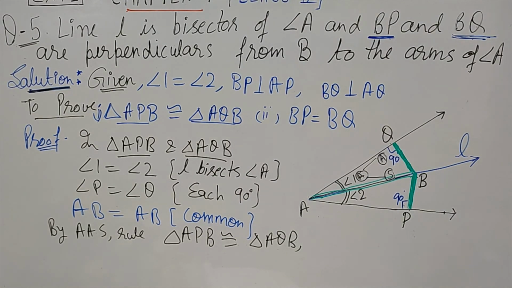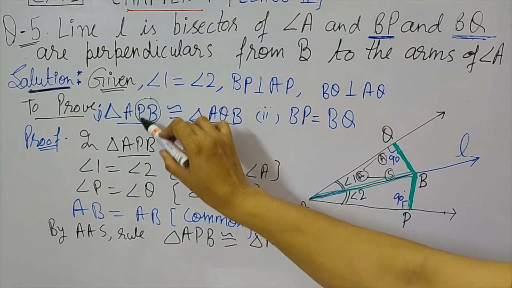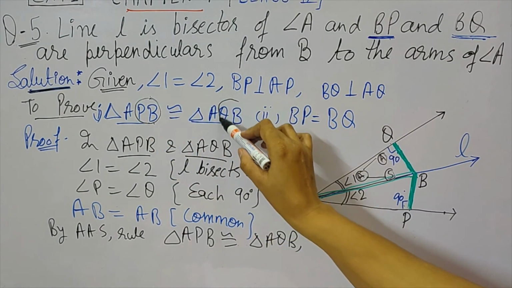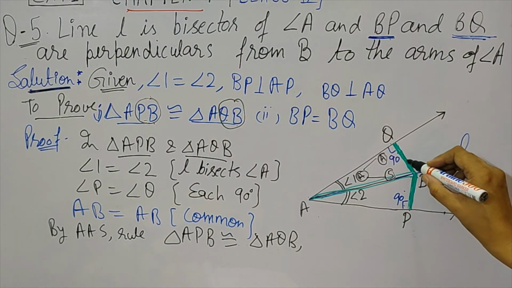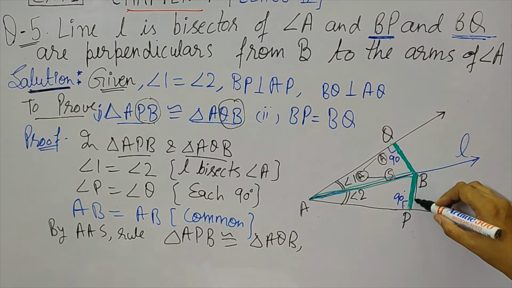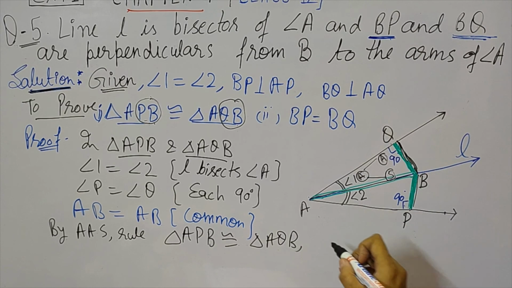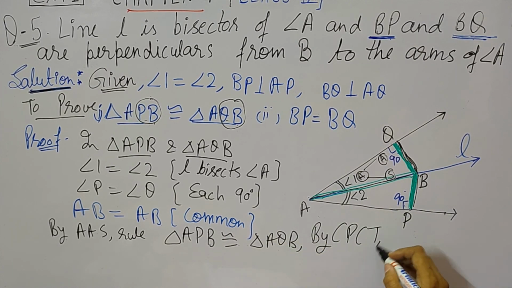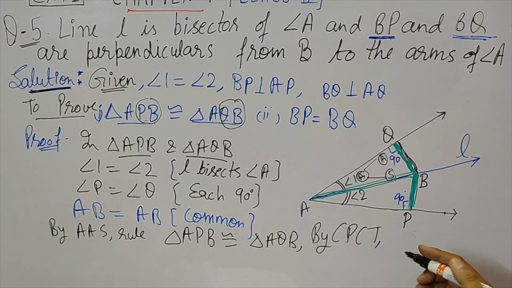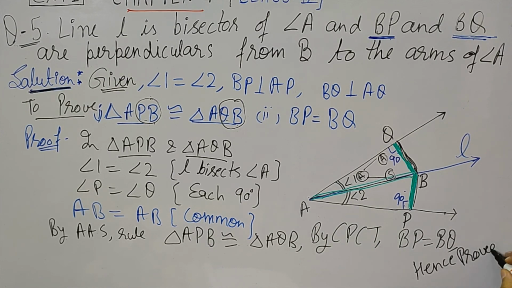Okay, and now you can observe from the naming also that this BP, last two alphabets, and this QB, last two alphabets, BP is corresponding to QB. From this diagram also you can see BP is corresponding to BQ. So these are corresponding parts. So after proving them congruent, you can use CPCT, that is corresponding parts of congruent triangles are equal. So this line segment BP must be equal to BQ. Okay, hence proved what was asked in the question.